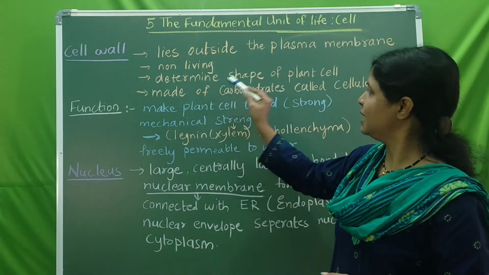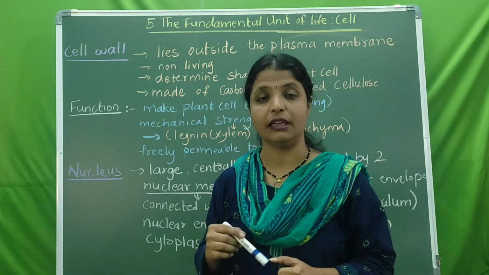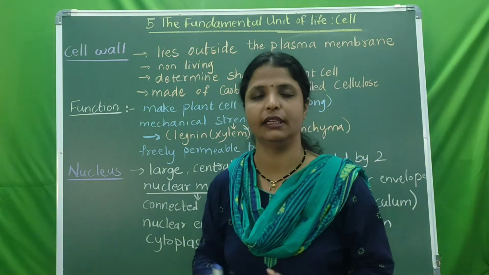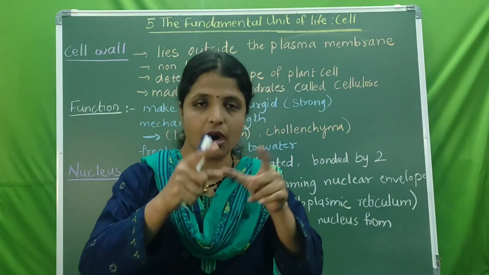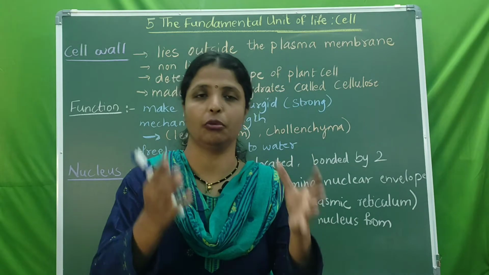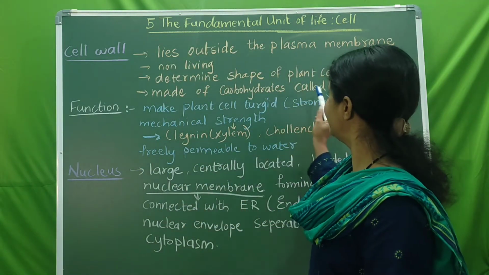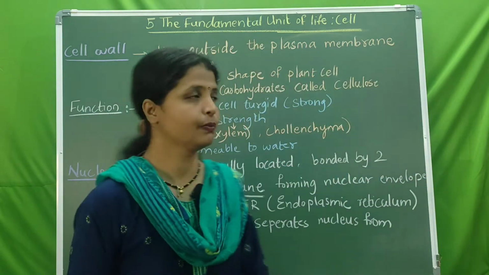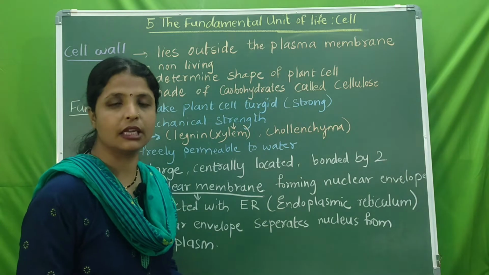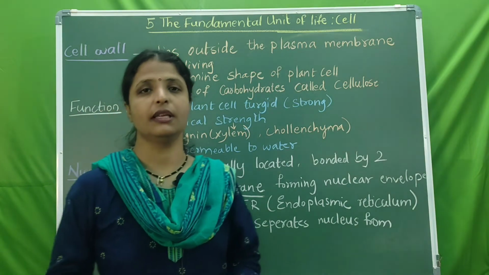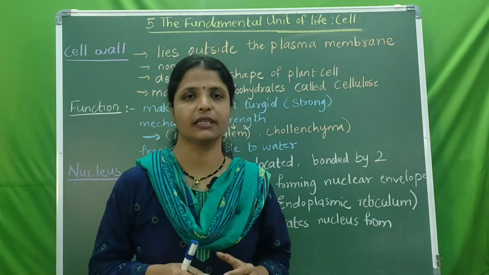Third, it determines the shape of the plant cell. The cell wall is determining the shape, whether it is going to be round or polygonal, whatever. Then it is made up of carbohydrates called cellulose. Because cellulose is present, it makes the cells rigid, or we can say turgid.